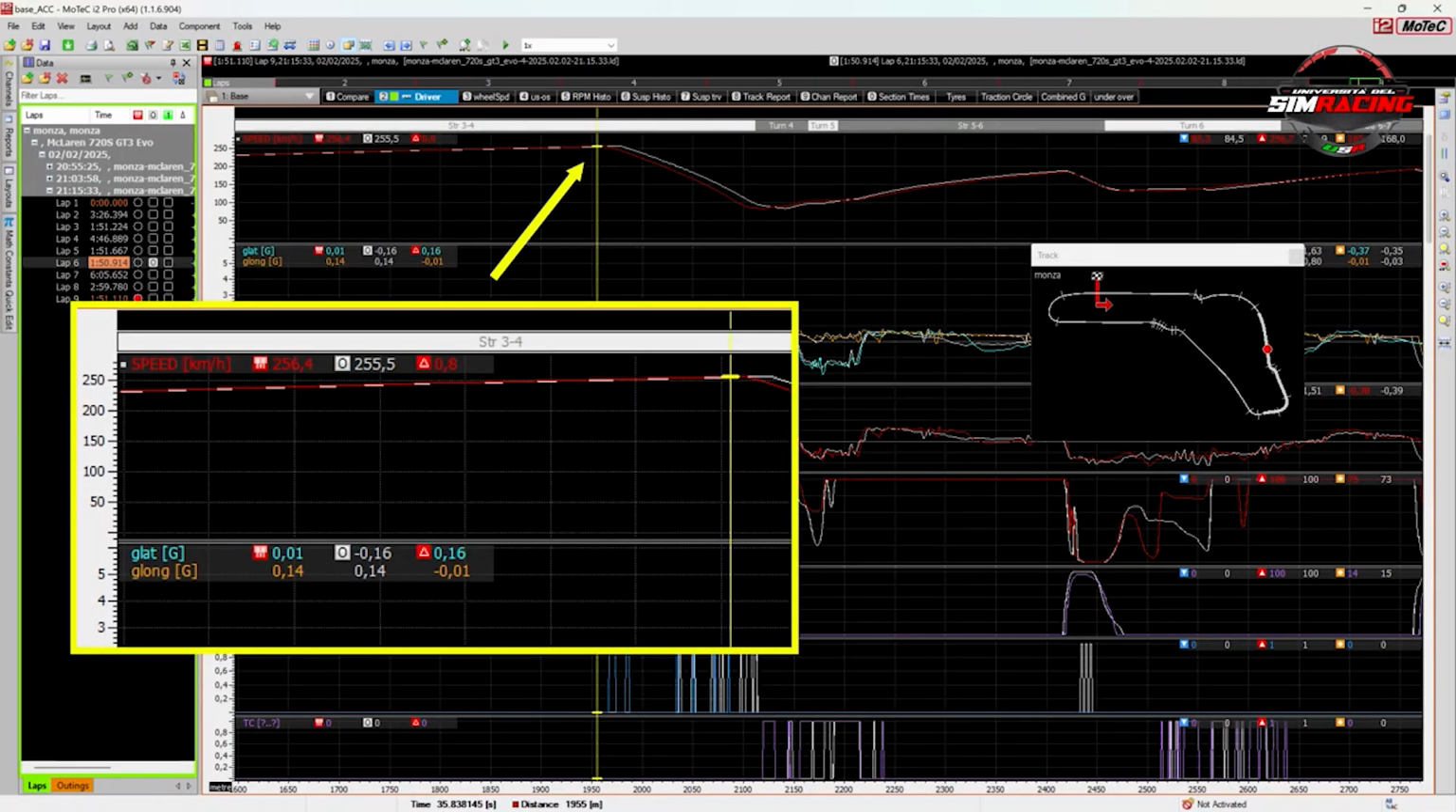Before braking for the chicane, the difference was slightly more noticeable, with the neutral toe setup having a 0.8 kilometers per hour advantage. However, this difference is so minimal that it raises questions about the actual impact of rolling resistance.